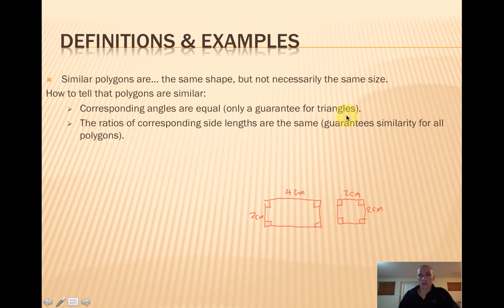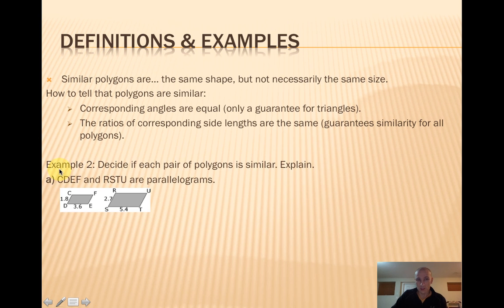So triangles are a little bit different in that way. If you know that the interior angles are all equal, then you know you have two similar triangles. Our next example, example 2, we want to decide if each pair of polygons is similar and explain.